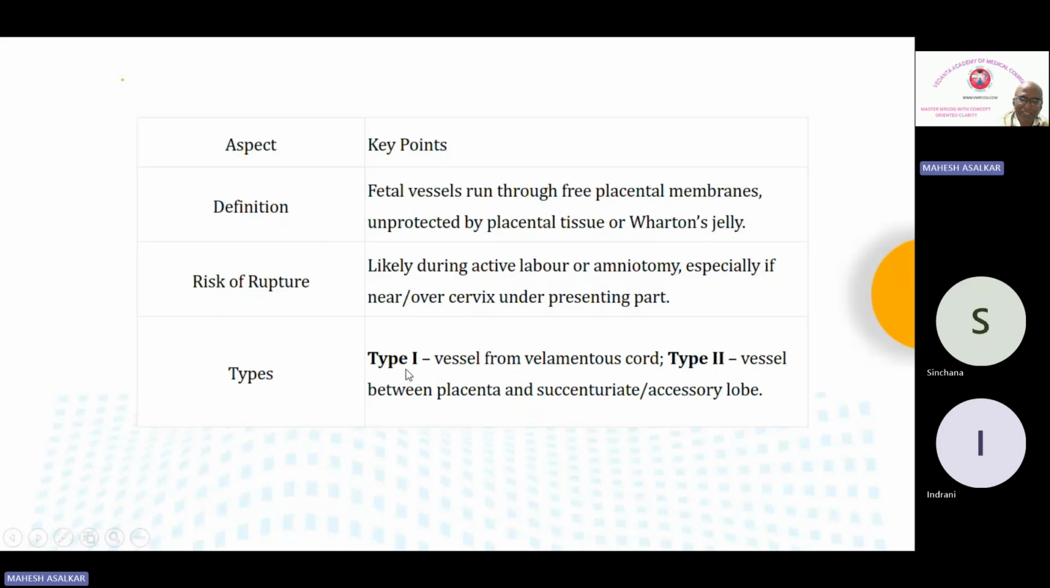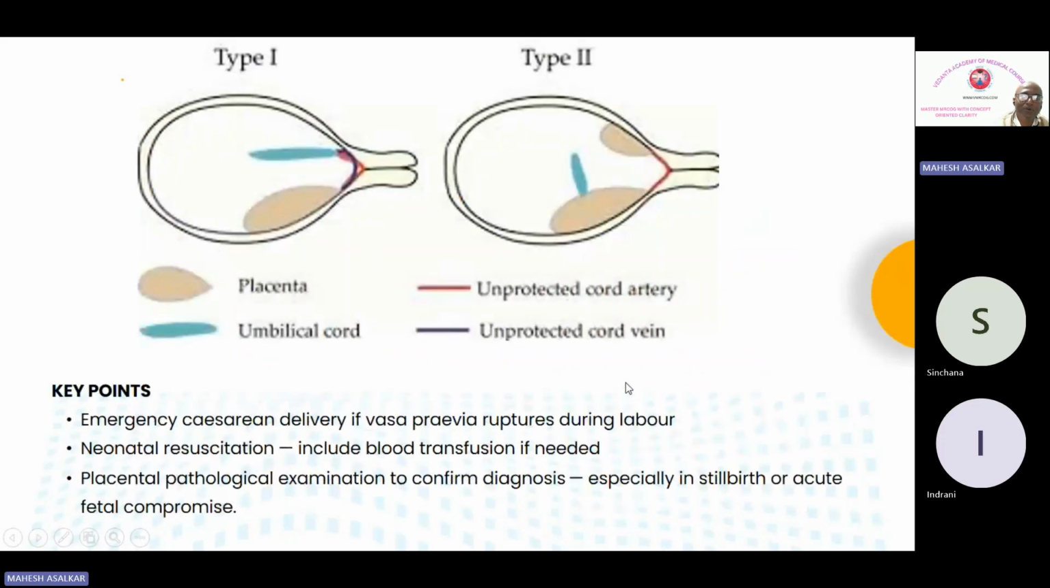There are two types, type 1 and type 2. Remember, type 1 is a filamentous cord and type 2 is associated with the succenturiate lobe. We'll see this in the subsequent figure. So this is type 1. What is type 1? Type 1 is associated with filamentous insertion of the cord. The cord is inserted into the membrane, here is the placenta, and here is a feeding vessel to this cord. It is lying free in the membrane.